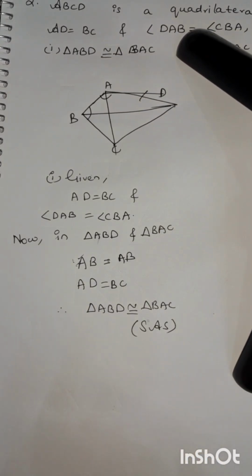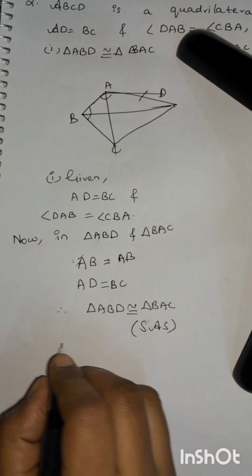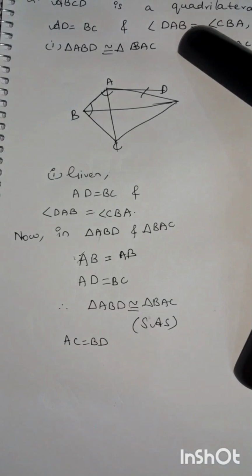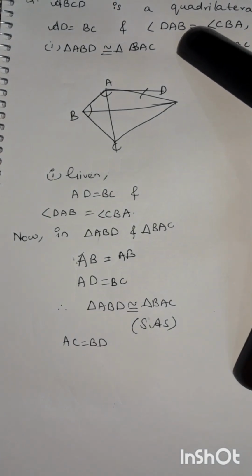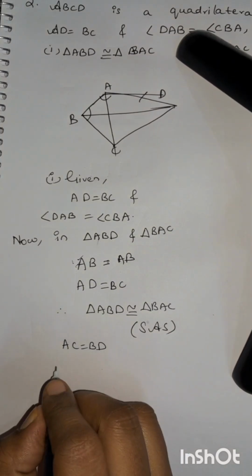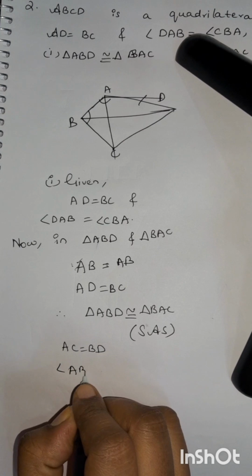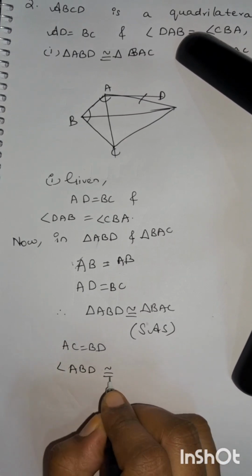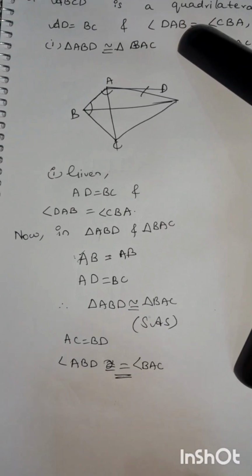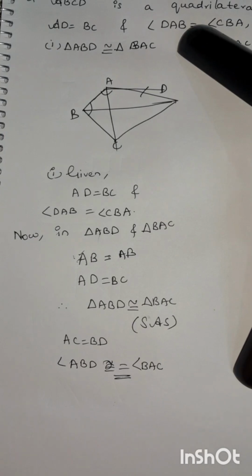Second is what? BD is equal to AC, by CPCT. CPCT is there, right? You can see in the figure AC is equal to BD, by CPCT. Next, angle ABD is equal to angle BAC by using what? CPCT, corresponding parts of congruent triangles.